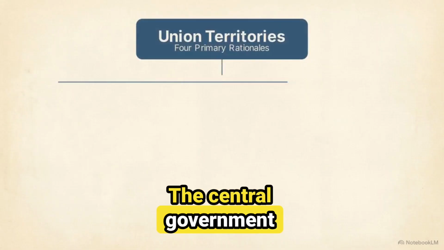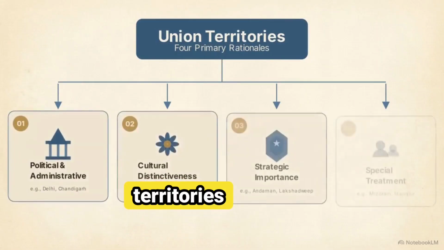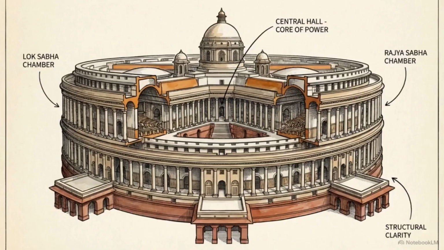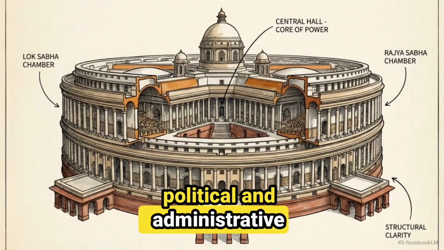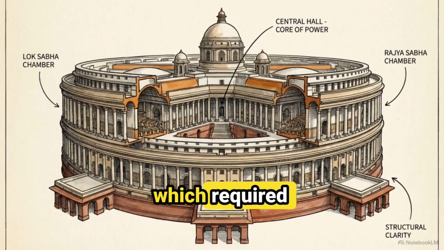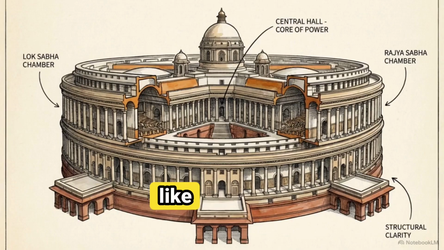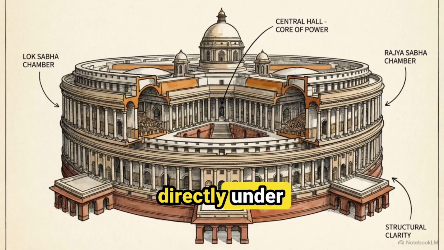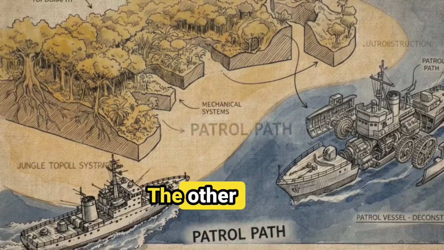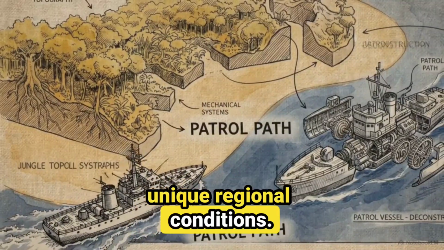The central government classifies the creation of these territories into 4 specific rationales. The first addresses political and administrative considerations, which required bringing sensitive capital cities, like Delhi and Chandigarh, directly under Union authority. The other 3 rationales address unique regional conditions.